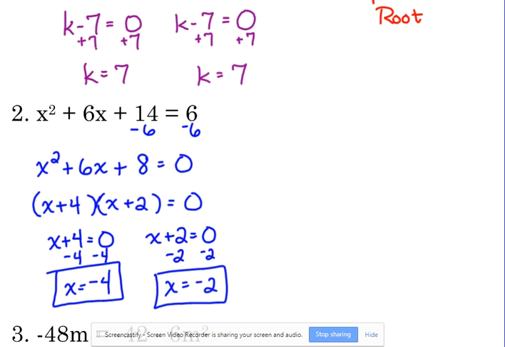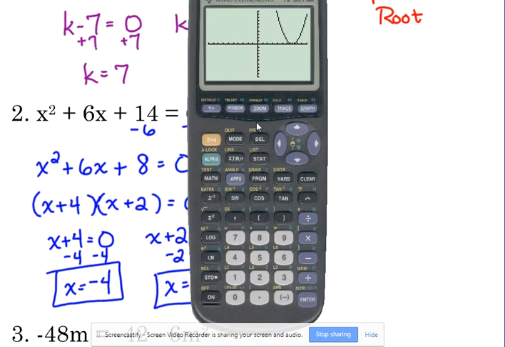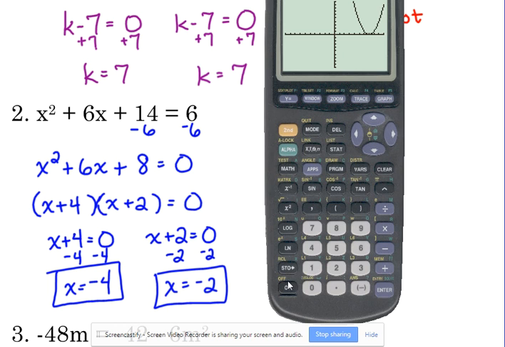Now, I'm not going to graph this one, but I am going to plug it back in to check. Anytime you're solving an equation, there's no reason not to plug it back into the original equation to check it. Now, the only thing we have to be careful with here is we've got negative answers. So we have to put parentheses around them.